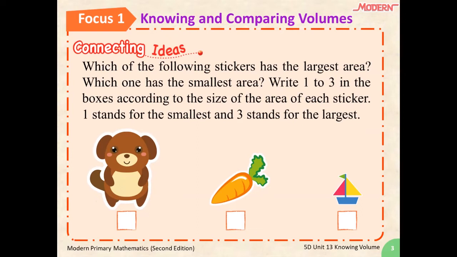So, the smallest is the boat on the right. The second largest is the carrot sticker in the middle, and the largest is the dog sticker on the left. Did you get them all correct? Great job to you if you managed to get them all correct.